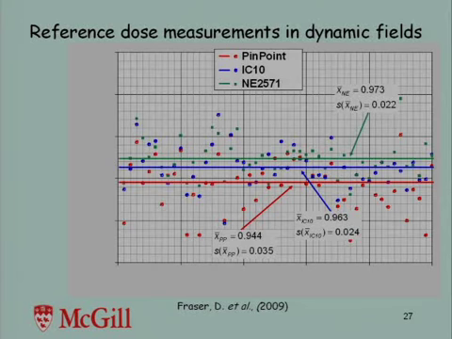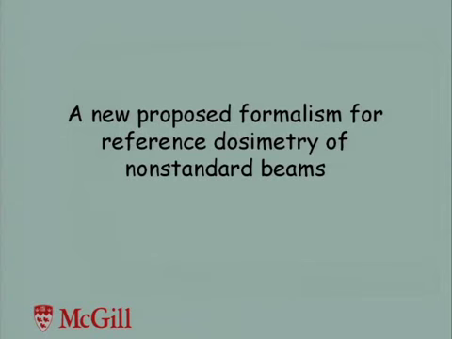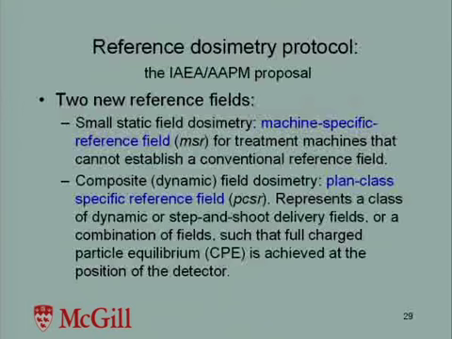But also the difference between three chambers with which these measurements were performed. So there's a systematic effect of chamber type as well. So in an attempt to address these kind of problems, the IAEA and the AAPM have created consultancy and task groups or working groups to deal with these issues.